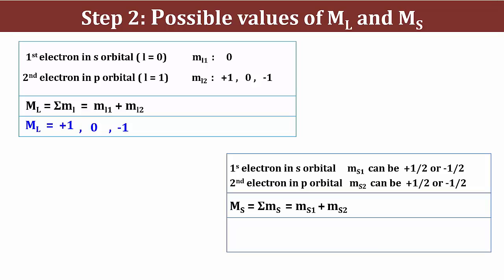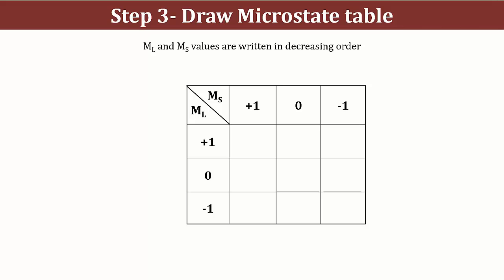For the two electrons, the spin quantum number value can be +½ or -½. So the resultant Ms value obtained by adding Ms1 and Ms2 can have three possible values. Ms can be +1 when both the electrons have the spin +½. It can be 0 when the electrons have opposite spins. And the third possibility is -1. Once we have obtained all the values of Ml and Ms, we can draw the microstate table.